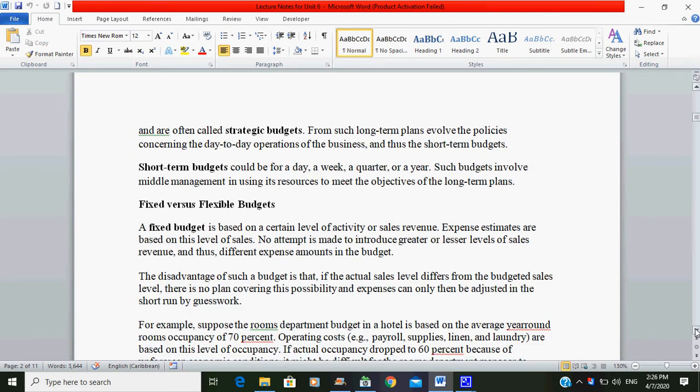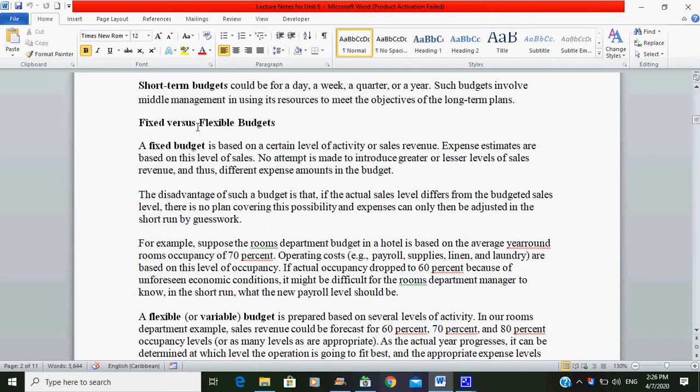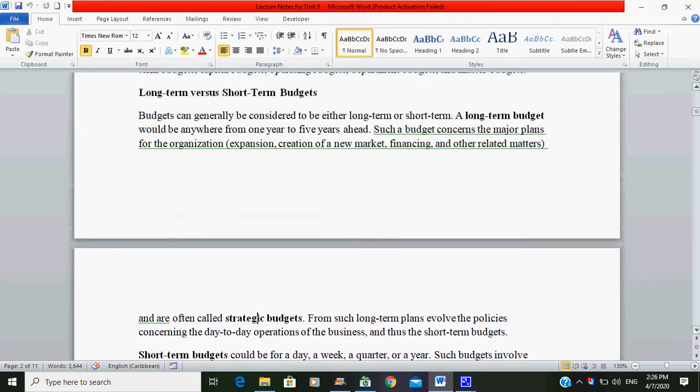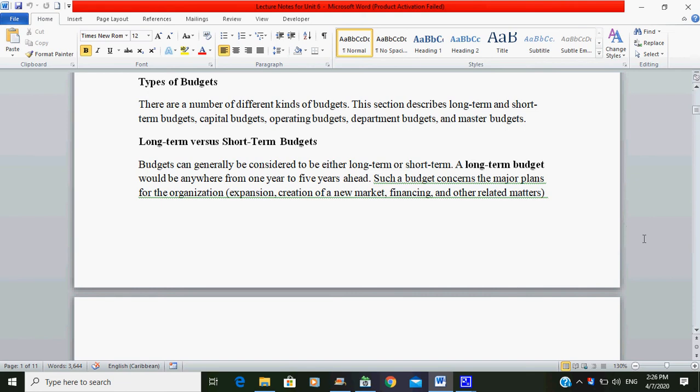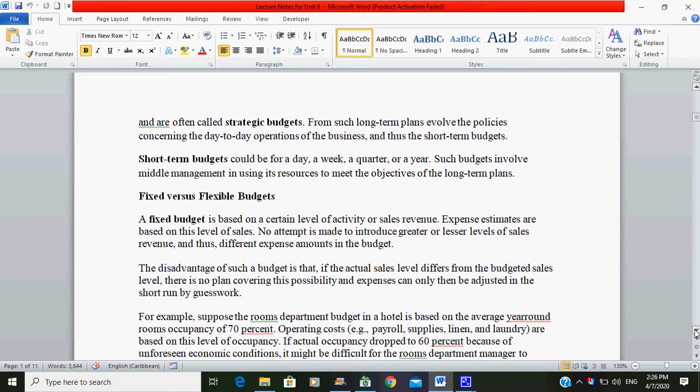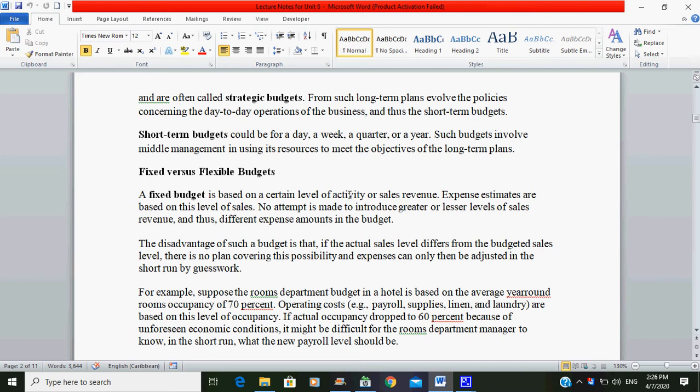Then we look at fixed versus what? Flexible budgets. Now, a fixed budget is based on a certain level of activity or sales revenue. Expense estimates are based on this level of sales. No provision is made to introduce greater or lesser levels of sales revenue, and thus different expense amounts, in what? The budget.